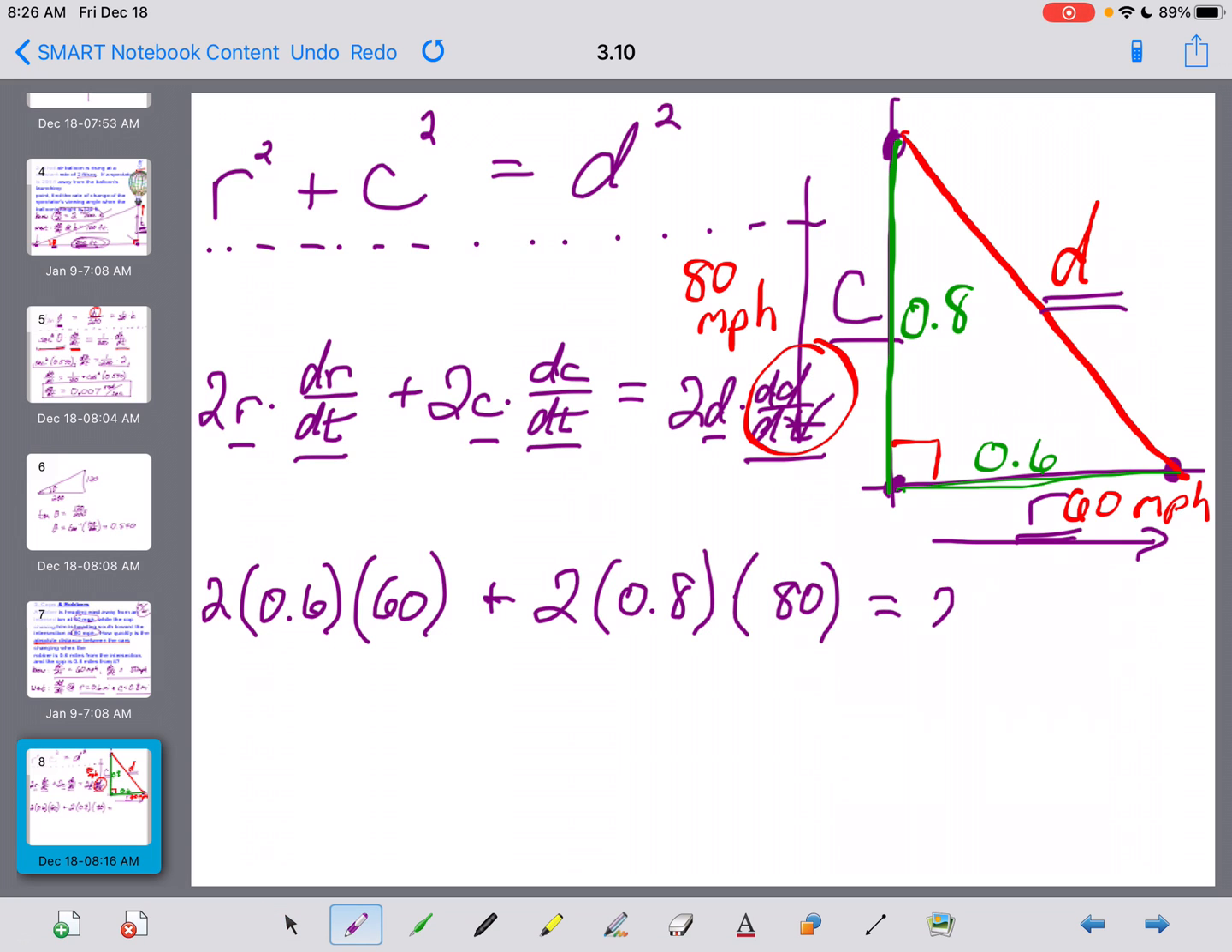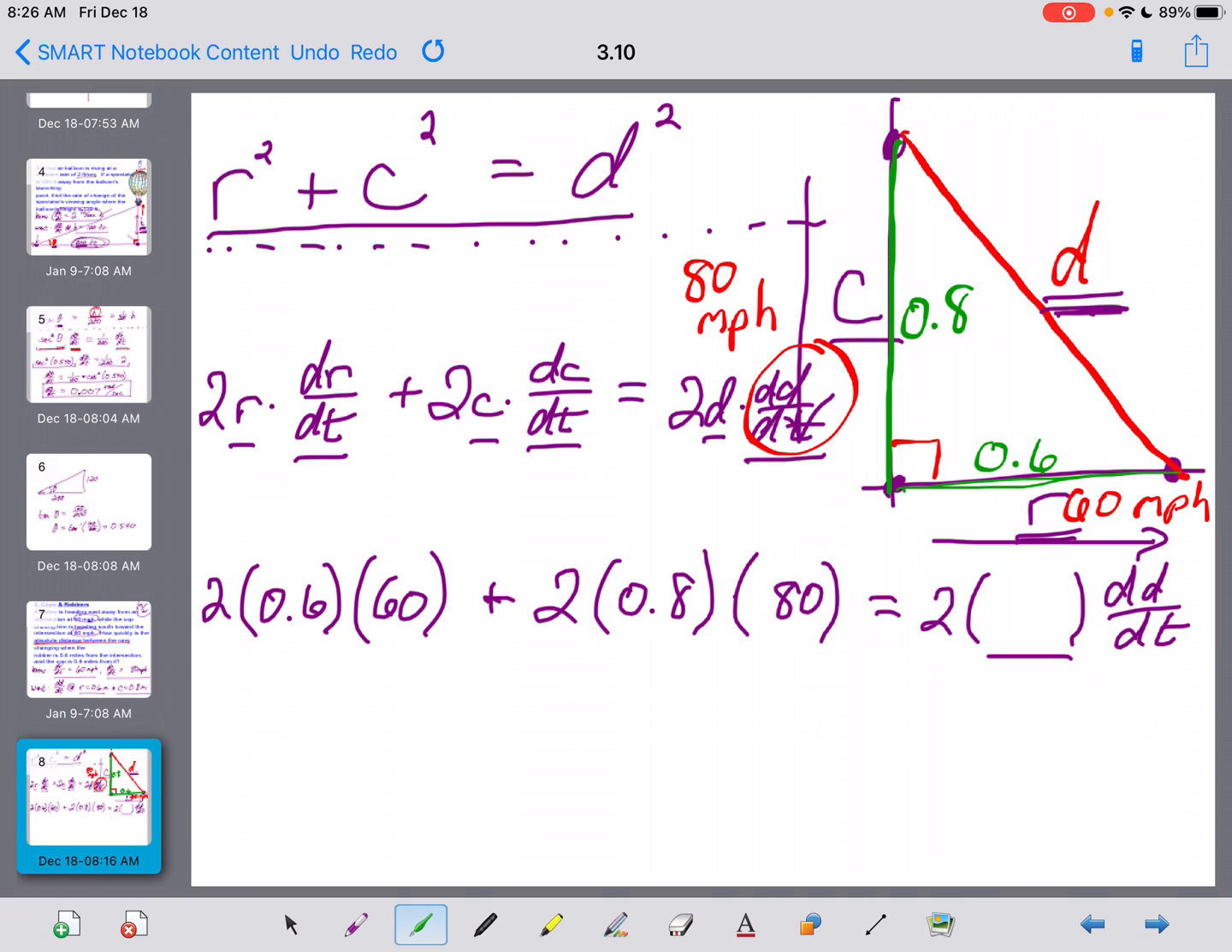It equals 2 times ruh-roh. We got to figure out what d is. And I'm comfortable not knowing dd dt because that's what we're trying to solve for in this problem. But we better figure out this value of d at this moment in question. So how are we going to do that? We could go back to this equation right here, the Pythagorean theorem, and use 0.6 for r, 0.8 for c, and we could figure out d. Or I'm wondering if you guys just noticed that I did you a favor right here.